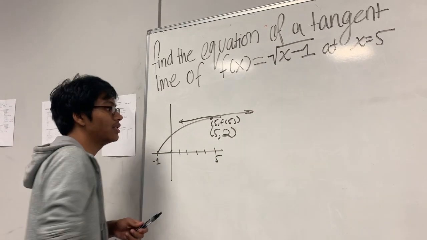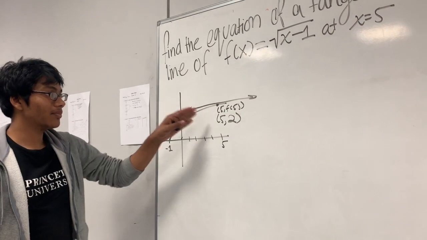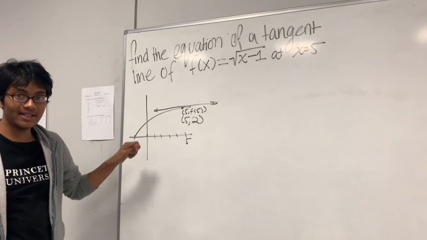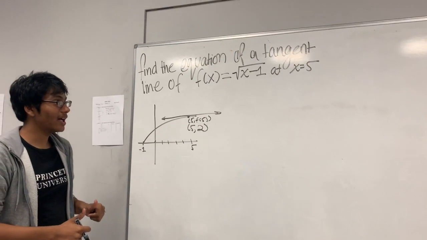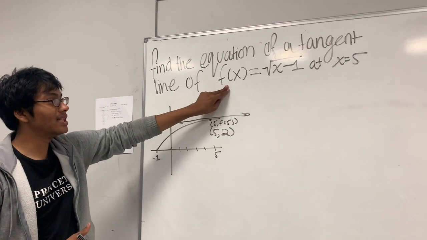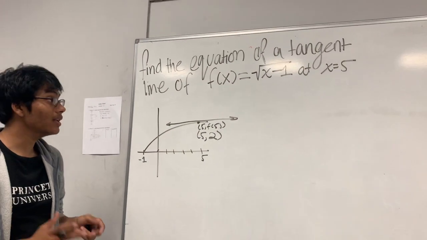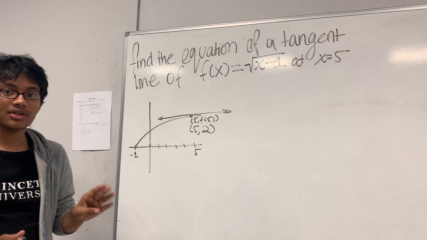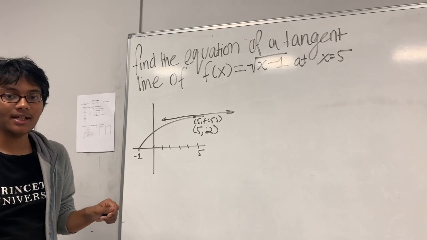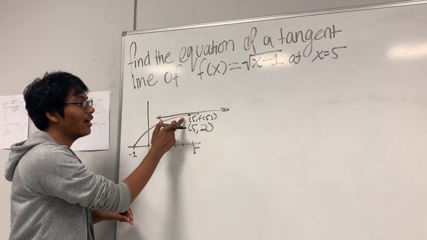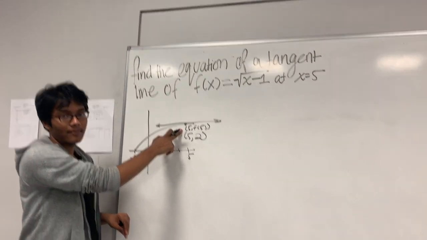Okay, so what should I do now? Well, I found the point, the coordinate at which I'm finding the tangent. Now I'm going to find the derivative of this function f of x. Why am I finding the derivative? Well, to find the slope of a tangent line, I need to find the derivative of f of x at this point.